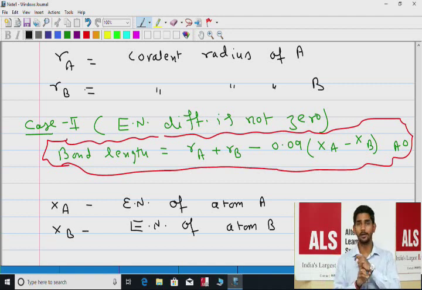It has two possible cases. First case, where the electronegativity difference between the two atoms is 0. In that case, the bond length will be simply the sum of the radii of the two atoms. If there is an electronegativity difference between A and B, the bond length would be the sum of the covalent radii, Ra plus Rb, minus a factor, which is 0.09 into Xa minus Xb. Okay? This is the whole summary till now.